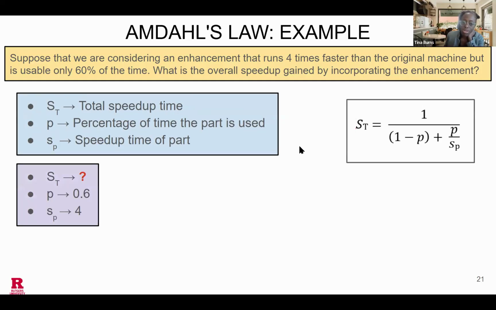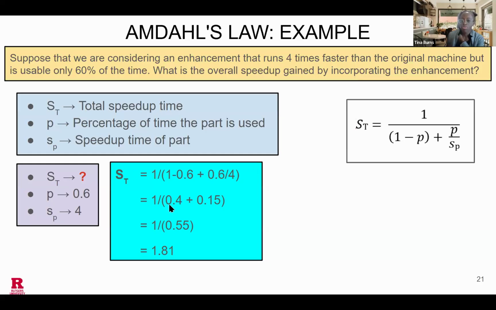Now we are given this, and we already know what we're looking for is the speedup factor. What is the speedup gained by this? The percentage of time that this process uses is 60% or 0.6, and then the speedup of the part is 4, right? It's 4 times as fast as it used to be. So when we plug all of this into this equation, this is kind of what we get.